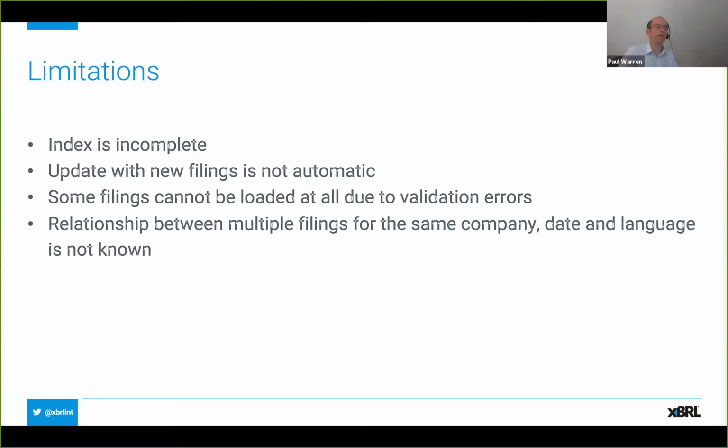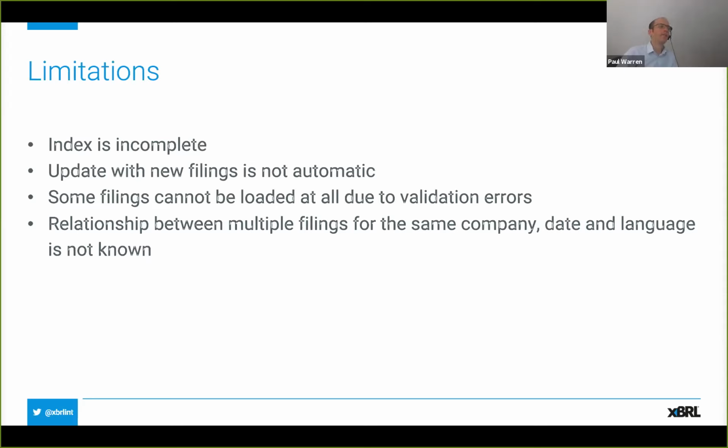And some filings can't be loaded at all due to validation errors. In some cases, you'll see an entry that has no viewer and no JSON links. That indicates that there were validation errors that prevented us from processing it. In some cases, the filing will just be missing altogether because we couldn't figure out which company it was and what the filing date was. And if we can't figure out that information, we don't create an entry for them in the index.